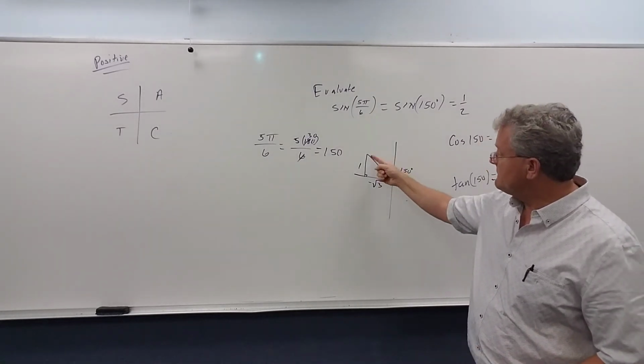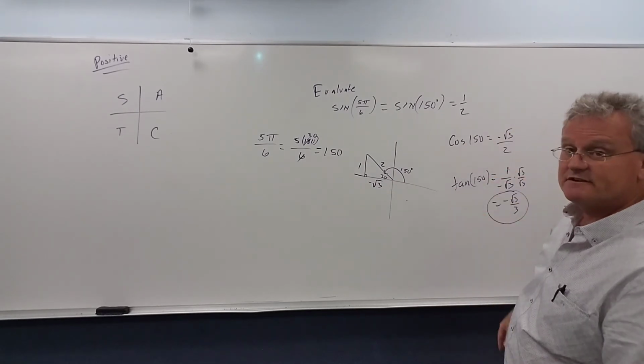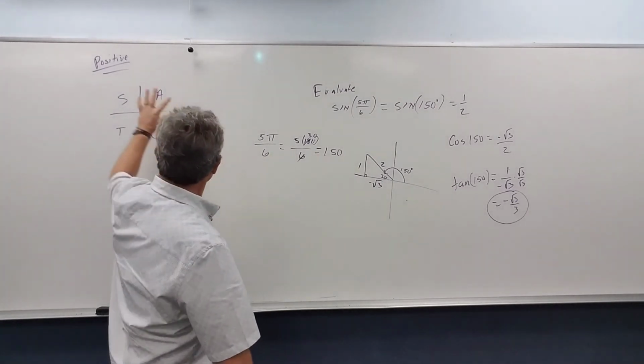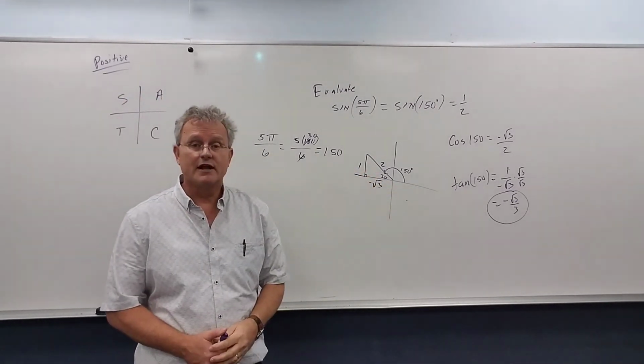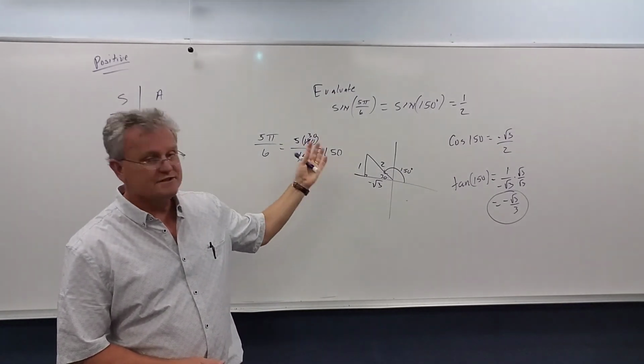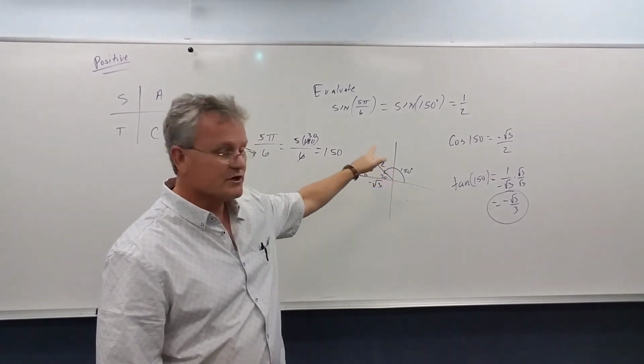But thinking of it this way just helps in knowing when you get positive and negative answers. You don't have to worry about this over here to figure out your answers. So in the next video, we'll do a couple more examples of the same idea, evaluating trig functions in different quadrants.